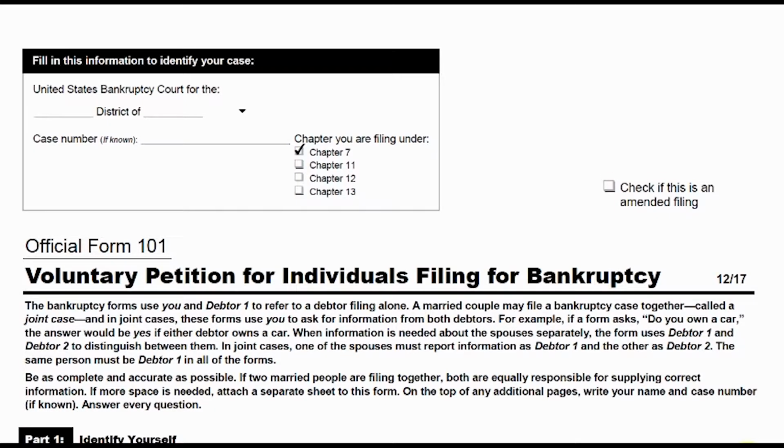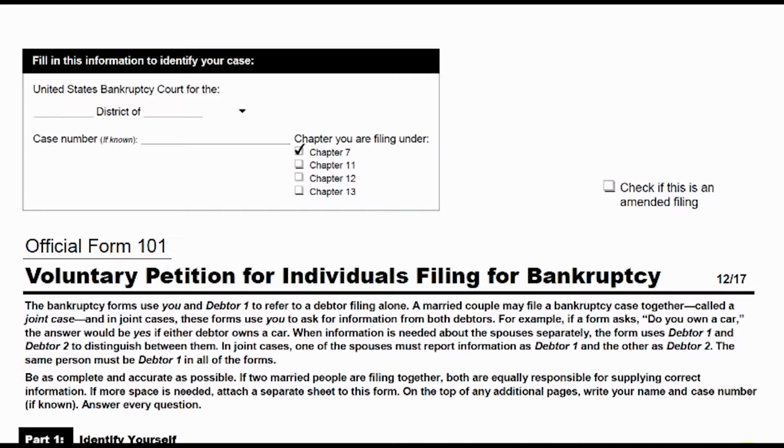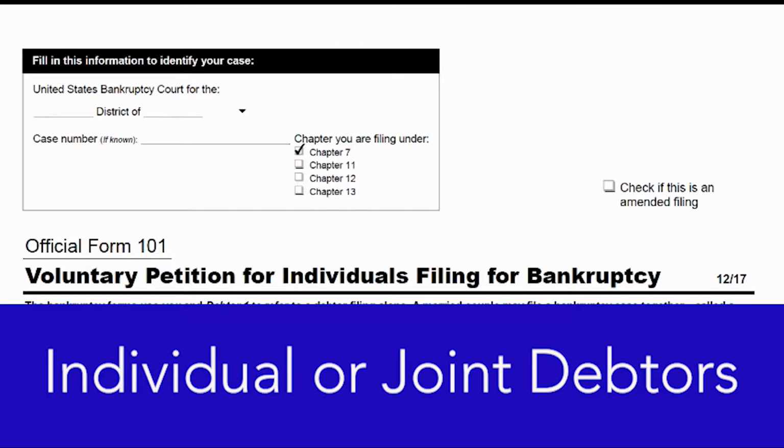Let's take a look at the form. This is the first form of a bankruptcy petition. It's called Form 101. They're taking basic information from you that's going to identify certain things. Now, this is a fillable form, and you can download it online at the United States Bankruptcy website. They're all in PDF format. This particular form is 7 parts on 8 pages, and it's not that hard to complete. This is set up for either filing as an individual debtor or joint debtors, and that's for spouses.